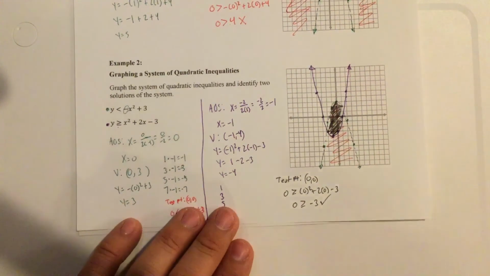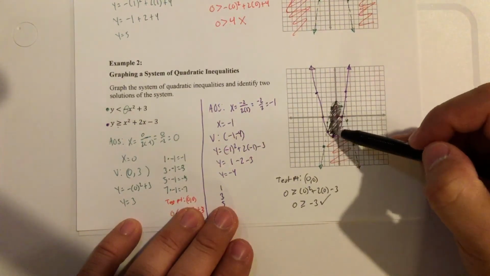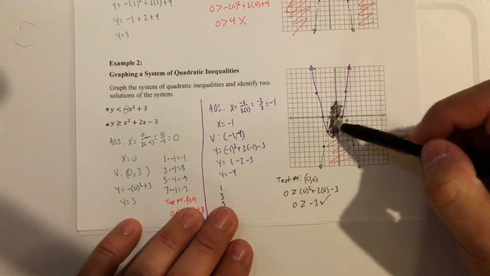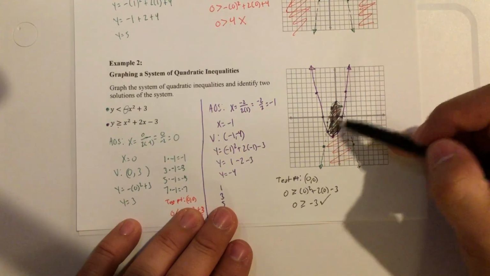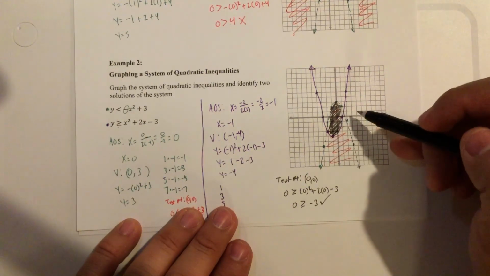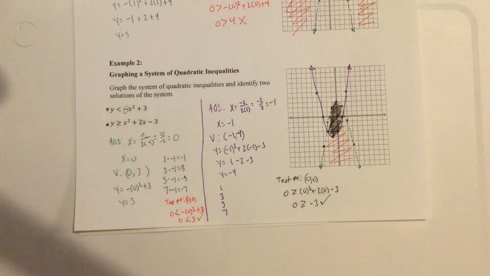So the solution set is going to be all of the double shaded region inside of these two parabolas, not on the dashed line, but on the solid line up into the points where they intersect with the solid and the dashed line. All right, so that concludes the notes for quadratic inequalities.